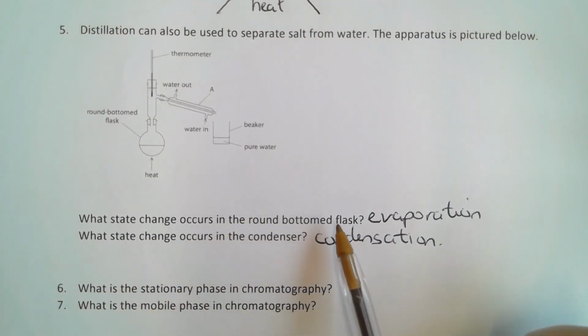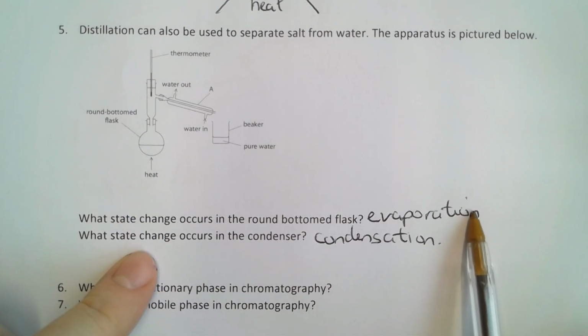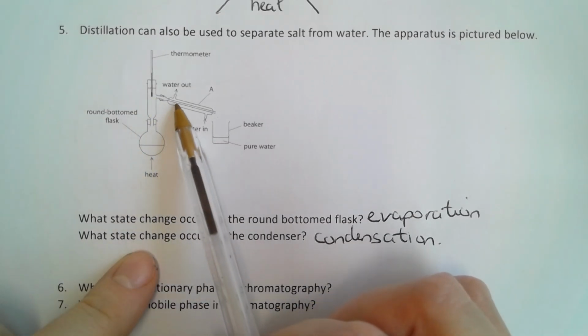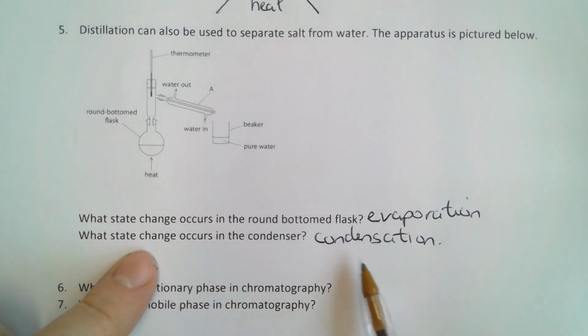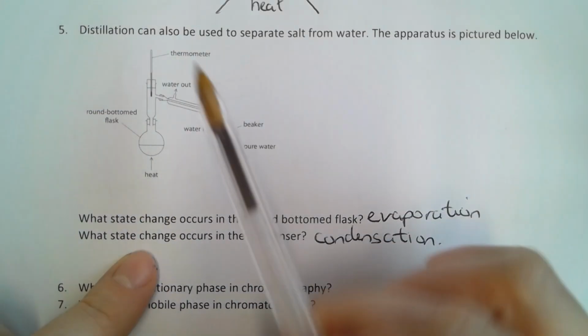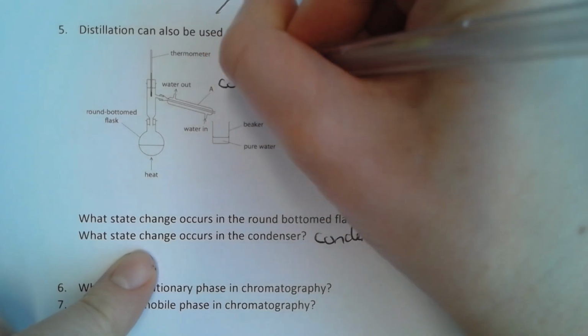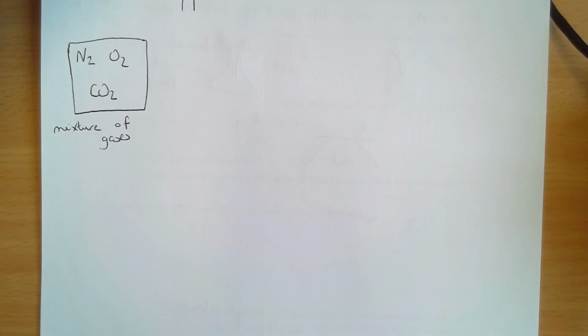Alright, so in the round bottom flask you are heating the water, and then the water will evaporate. You can also write boiling. Then that water vapor comes up here, comes down here, and it's cooled down, and when you cool it down you get condensation. The question that this came from asked you to label A. A is called the condenser, so that's what the label A would be for.